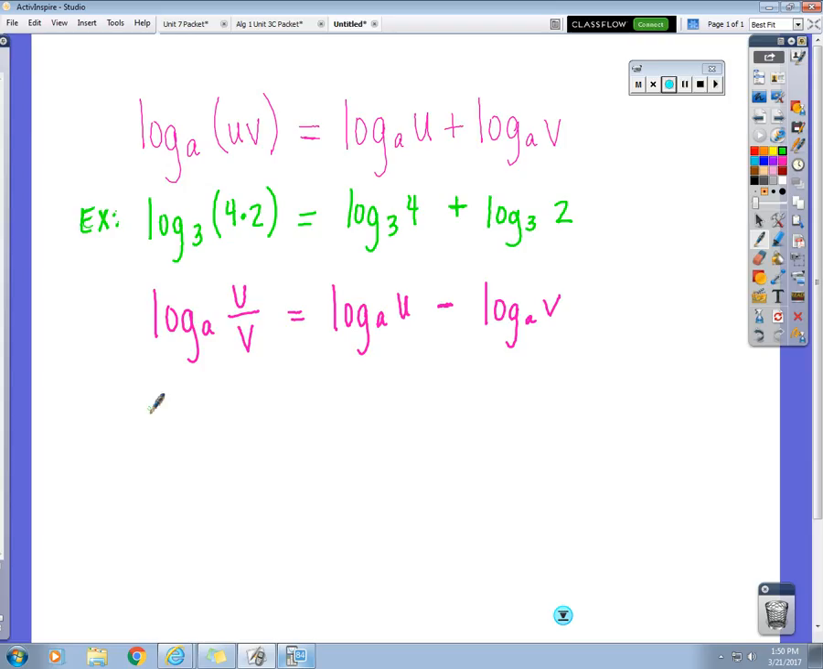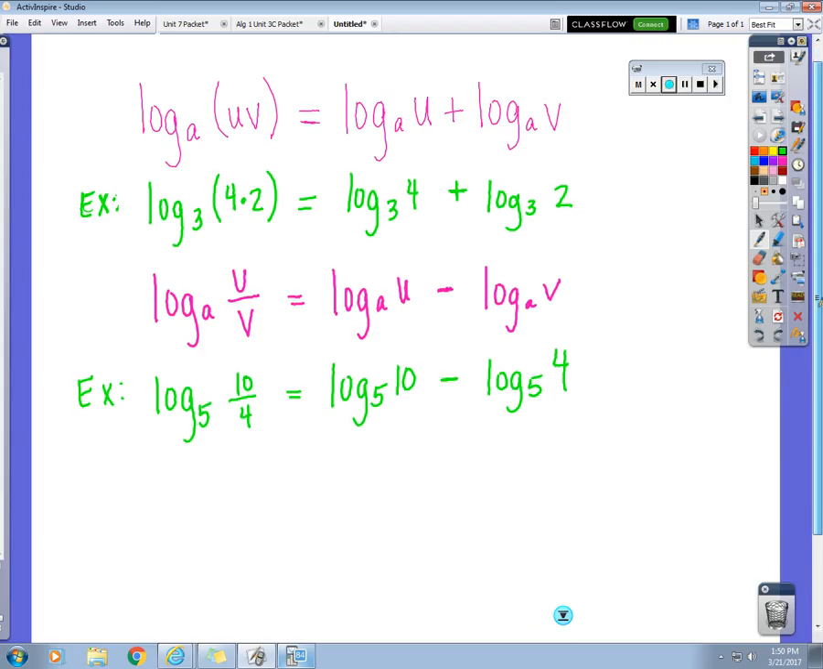So now let's do an example like that. If I have log base 5 of 10 divided by 4, in expanded form, that will be log base 5 of 10 minus log base 5 of 4. I'm not going to do it just to save time, but if I wanted to, I could type in this side, see what it is as a decimal, then type in this side, make sure I get the same decimal, and then you'll know you did it right. Any questions so far? Okay, there's one more rule that we're going to learn.